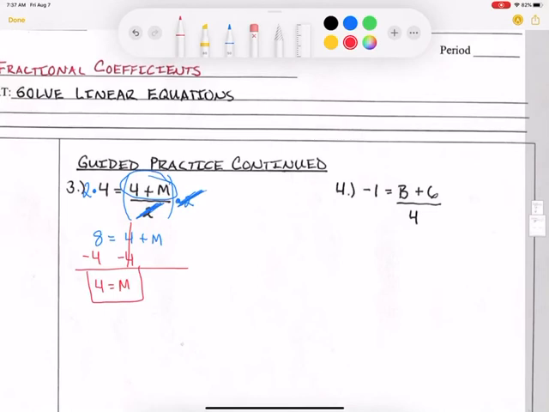In example 4, it's the same thing. I need to get rid of the 4 in the denominator because it's dividing all of b plus 6. So to move the 4, I multiply both sides. Remember, we multiply the entire fraction. I also multiply this negative 1 times 4. So on the left-hand side, I have negative 4. On the right-hand side, these 4's cancel, and I'm left with b plus 6.